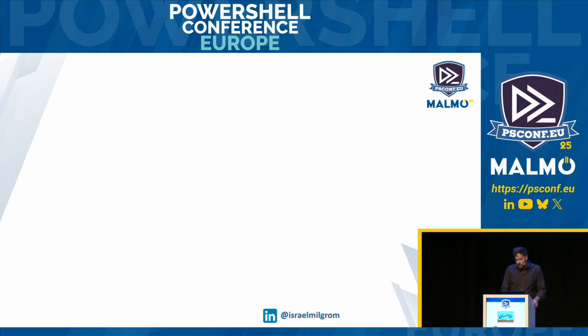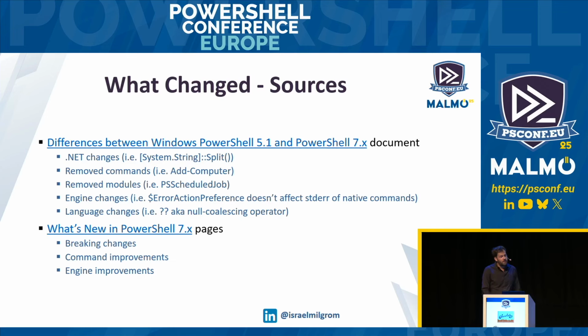So let's continue with changes. First of all, looking at the sources for these changes, there are two great articles by Microsoft. The first one is literally titled Differences Between Windows PowerShell and PowerShell 7. And these documents list everything from changes due to the underlying .NET Framework to .NET Core changes, a list of removed commands, modules, and so on and so on.